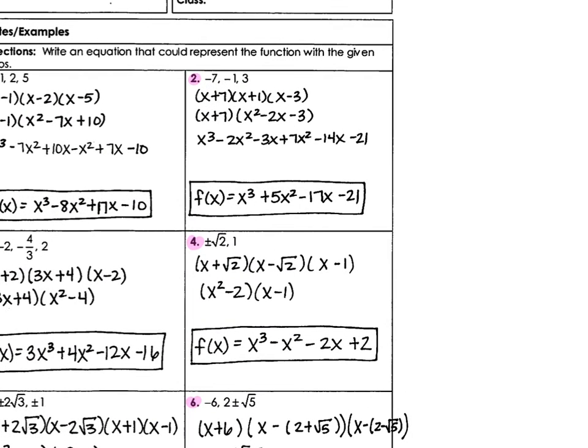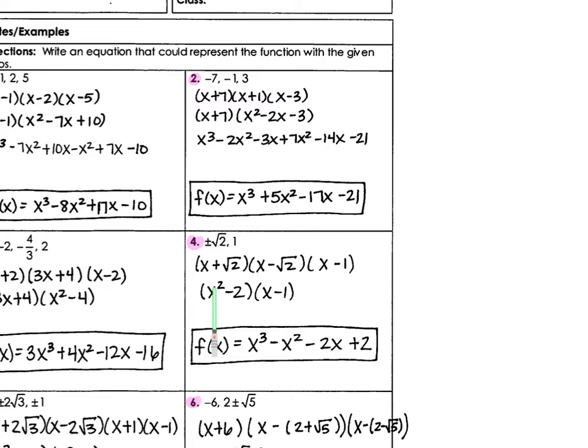So this one right here, I have x plus 7, x plus 1, x minus 3. I'm going to FOIL those two. It doesn't matter the order. You can FOIL those two first. At the end, you should have exactly the same. Of course, in the process, you probably are going to have different numbers down here, but your solution at the end should be exactly the same.